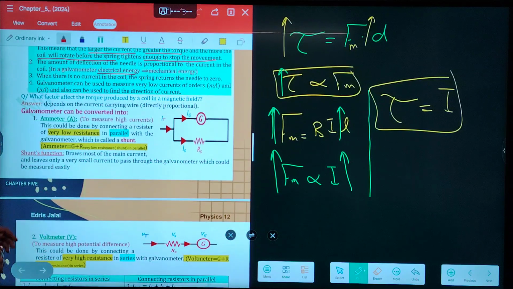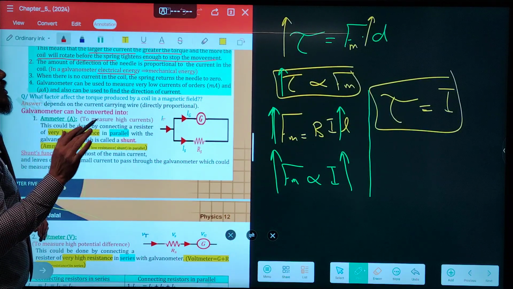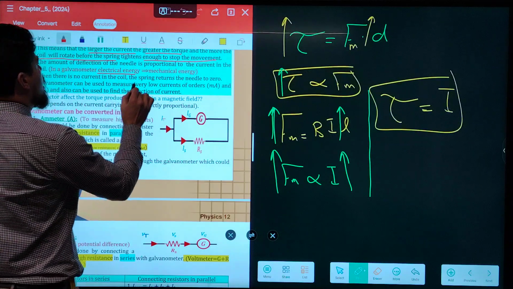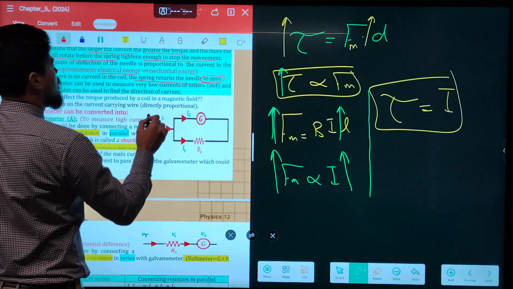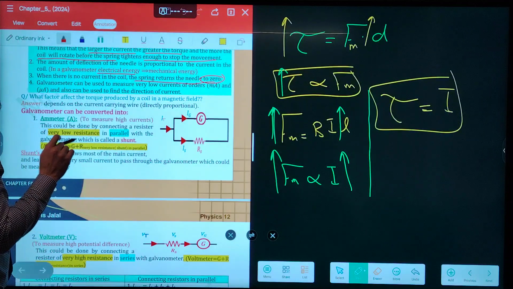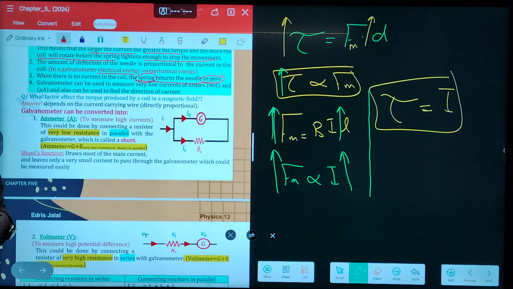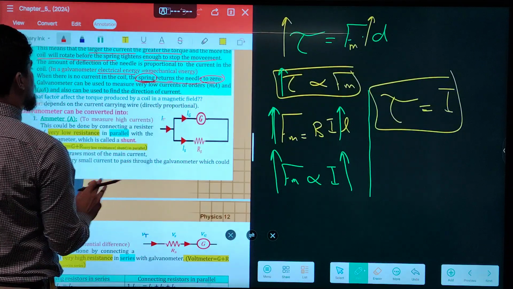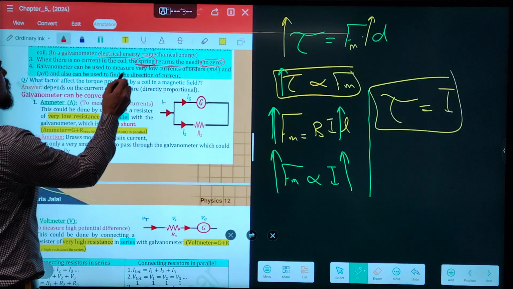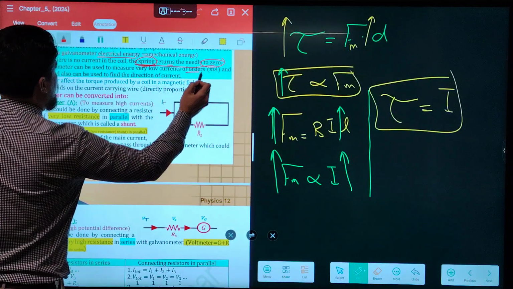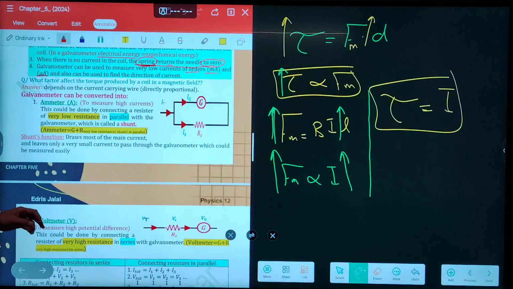When there is no current in the coil, current is zero, magnetic force is zero, torque is also zero. The spring returns the needle to what? To zero. So what is responsible for returning the needle to zero? The spring. Without the spring, after the current is removed from the galvanometer, the needle does not return to zero. But in the presence of the spring, the needle returns to zero. A galvanometer can be used to measure very low currents, as I mentioned, of the order of milliampere and microampere, and also can be used to find the direction of the current.